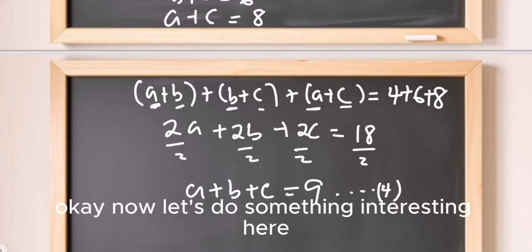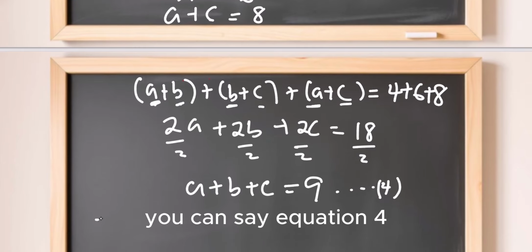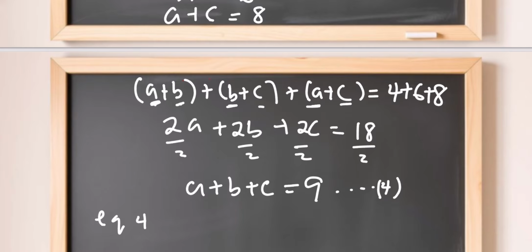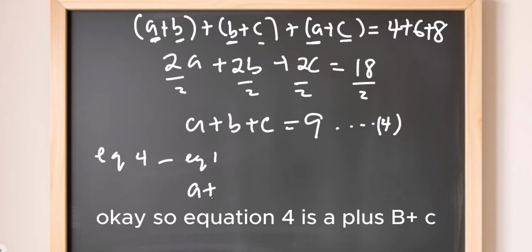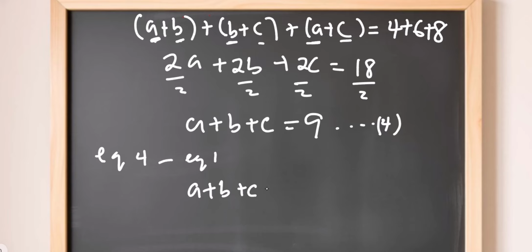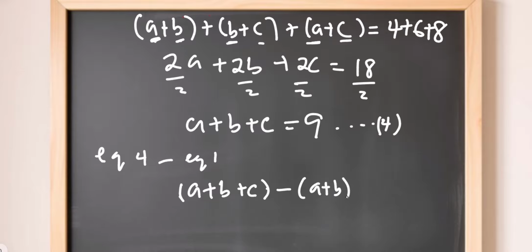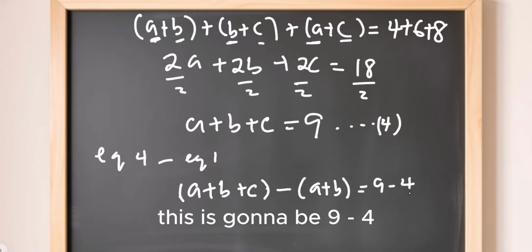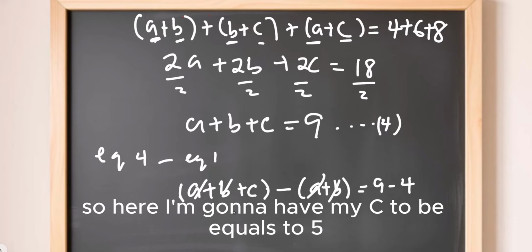Okay, now let's do something interesting here. You can say equation 4 minus equation 1. So equation 4 is a plus b plus c minus our equation 1, which is a plus b. This is going to be 9 minus 4. So a cancels out a, b cancels out b. So here I'm going to have my c equal to 5.